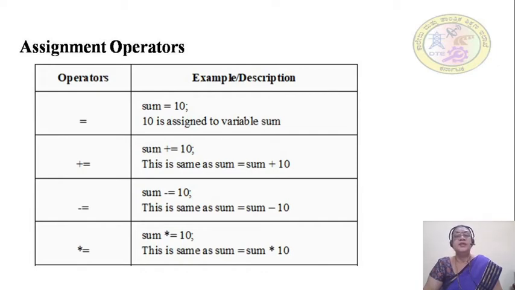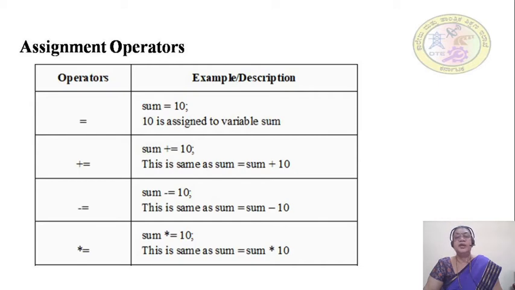First, the simple assignment operator, equal to. We can write sum is equal to 10. Then 10 will be assigned to variable sum. Now the compound assignment operators. Plus equal to: we can write sum plus equal to 10, which is the same as sum is equal to sum plus 10.